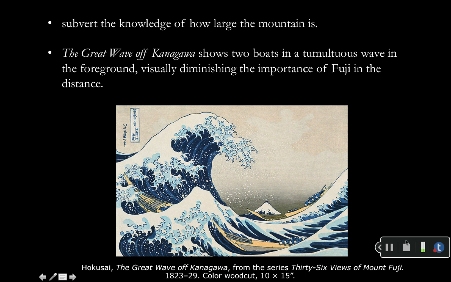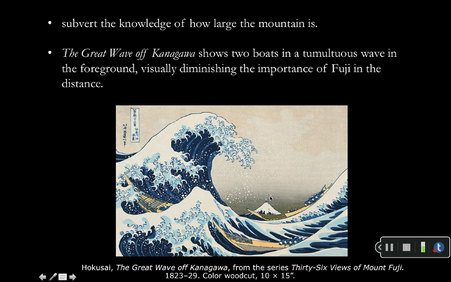This is actually a depiction of Mount Fuji. If you know anything about Mount Fuji, it's one of the, or the, largest mountain in Japan, right? It's one of the largest volcanic mountains in the world. So this is a huge mountain. But look at how it's dwarfed here. It's rendered tiny in the wake of these giant waves, literally in the wake of these giant waves. And so Mother Nature, through the emphasis of the water, is emphasized as being so much grander than the actual mountain itself, which is dwarfed in the background.